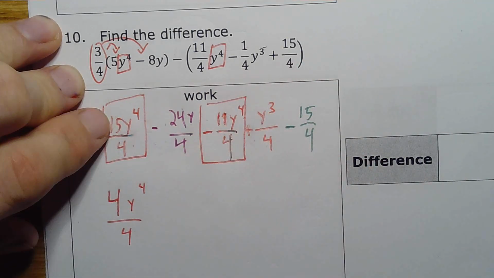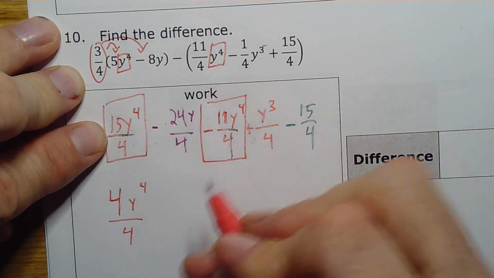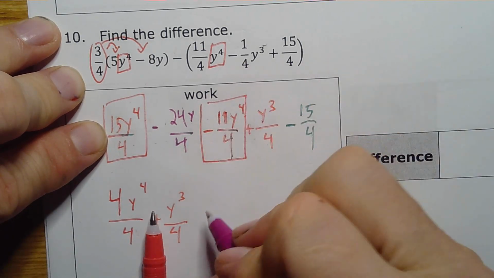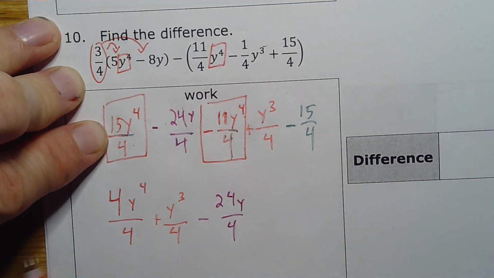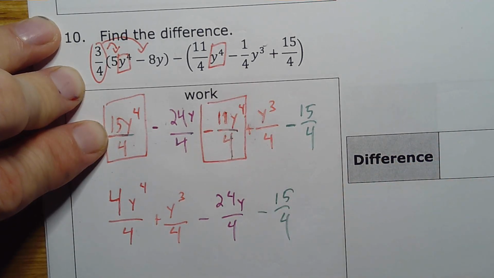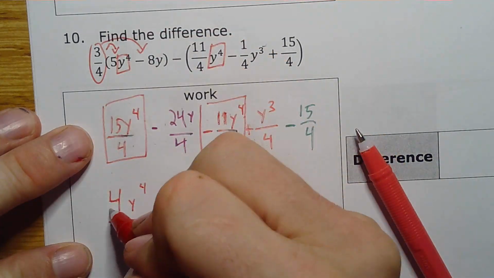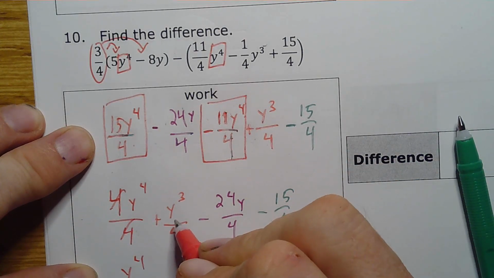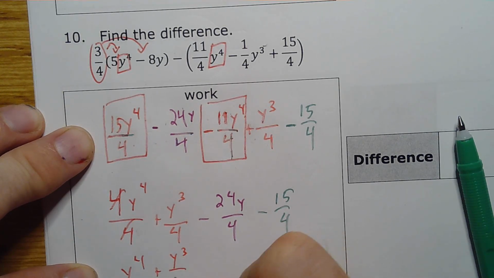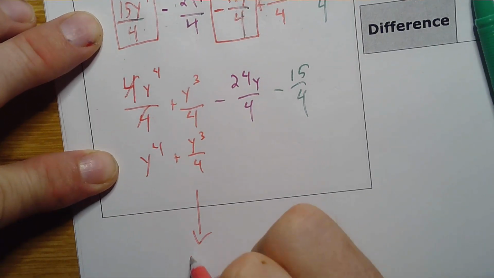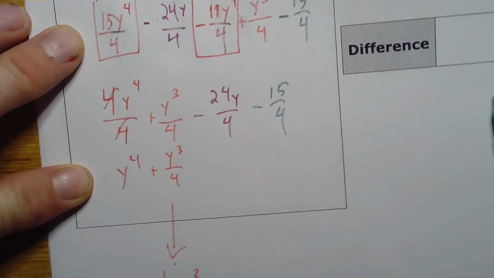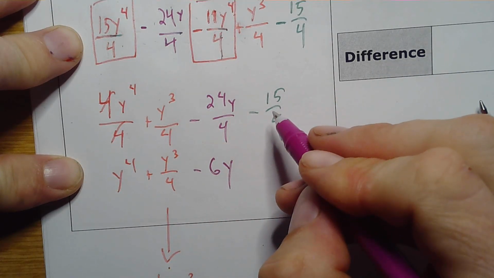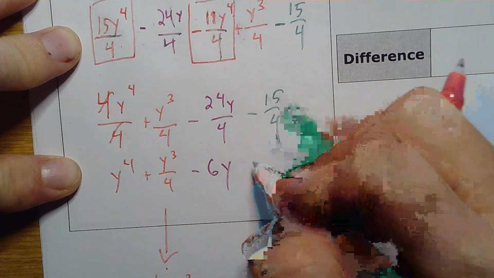Okay, and then nothing else really has anything, so I'm going to put it in proper order. My plus y to the 3rd over 4, and then minus 24y over 4, and then minus 15 over 4. All right, so now I can reduce. 4 over 4 is y to the 4th. I'm just going to still say y cubed over 4. This could also be written as 1/4 y cubed. Okay, 24 divided by 4 is 6y, minus 6y, and then 15/4 is still minus 15/4.